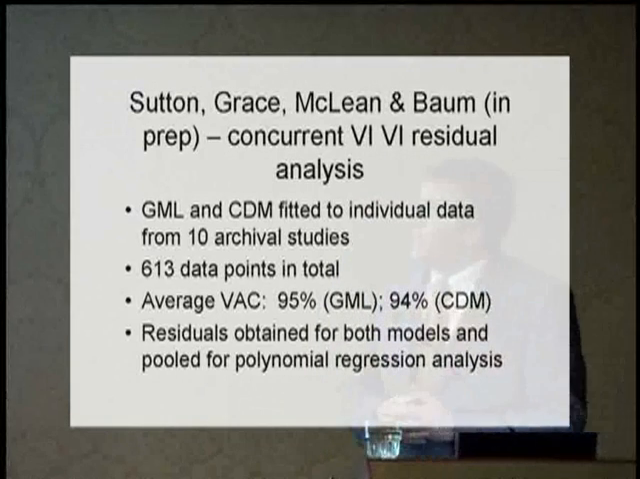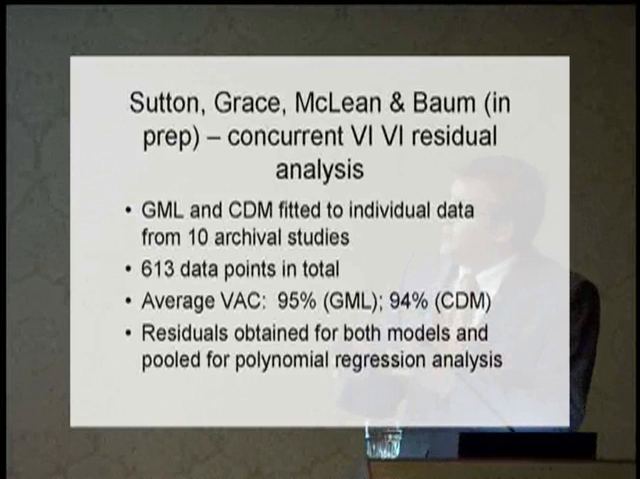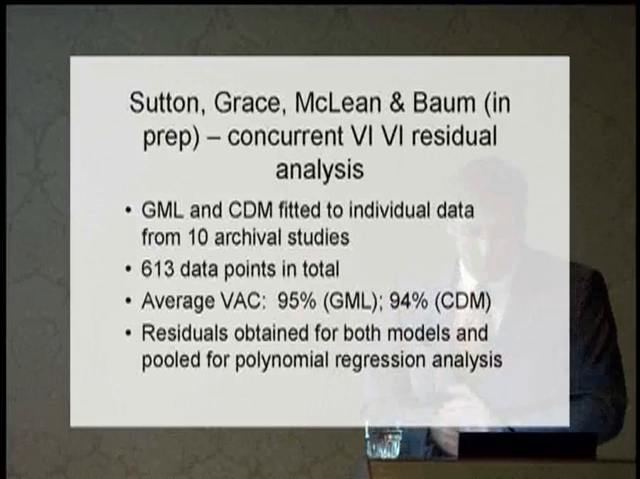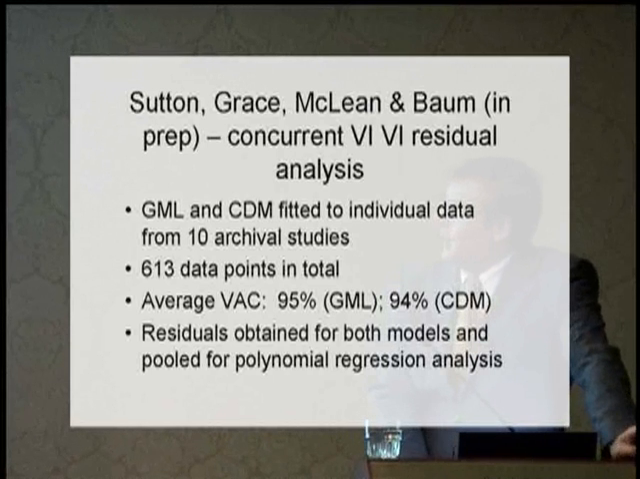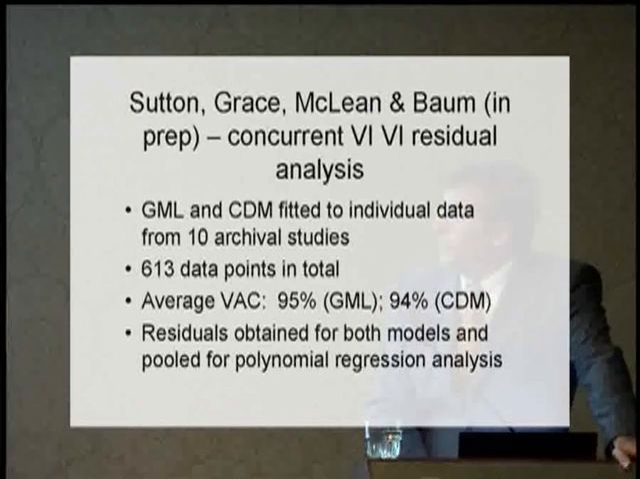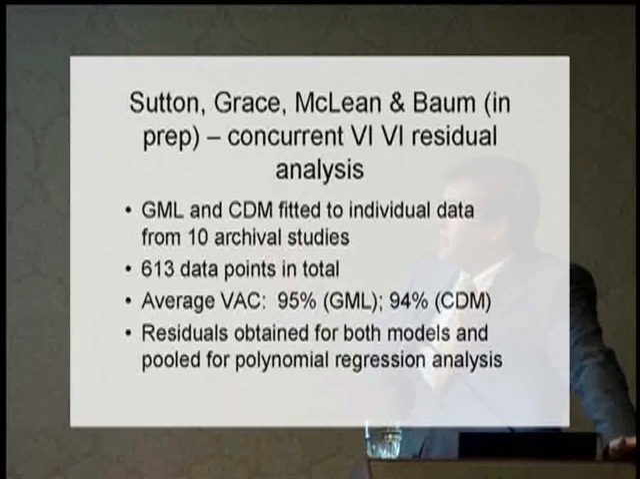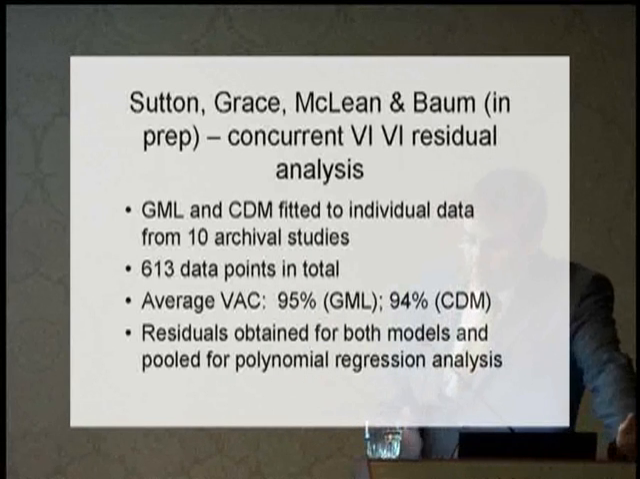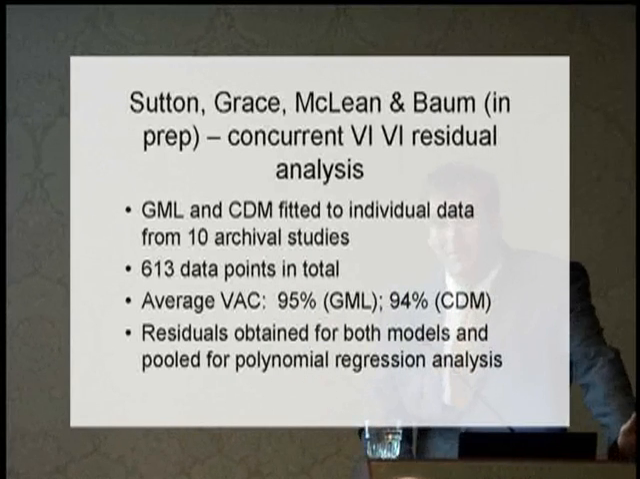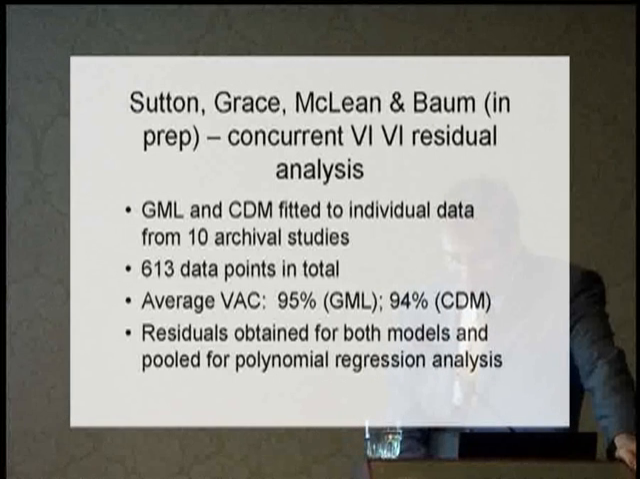We took data from 10 archival studies and fitted generalized matching law and contingency discriminability model to the data from these studies. And in total, we had 613 data points. So we have quite a lot of data points. And the models accounted for very similar proportions of variance, 95% for the generalized matching law and 94% for the contingency discriminability model. So both models are performing really well. So we might think it's going to be very difficult to discriminate between these models just simply in terms of their variance accounted for.